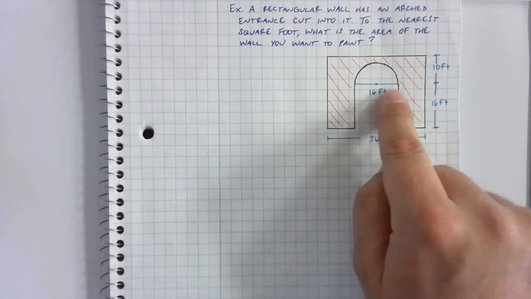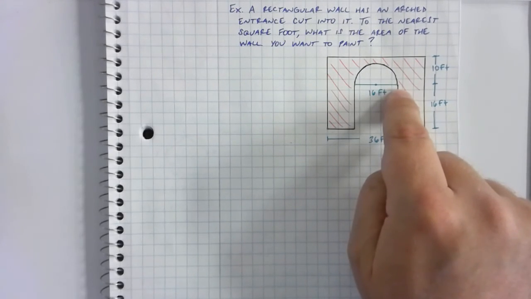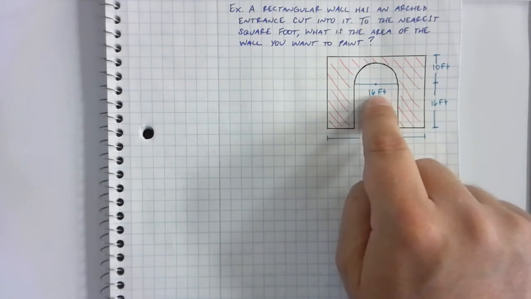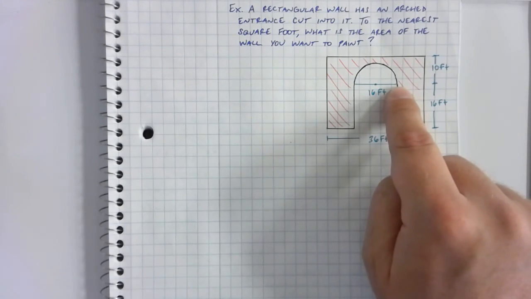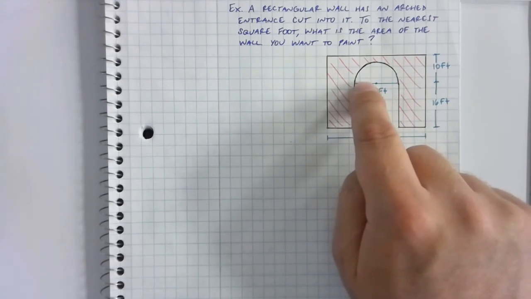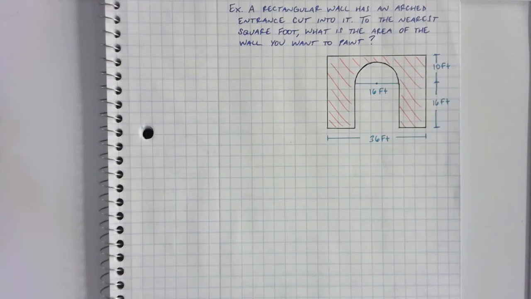So this is 16 feet across for this semicircle. What I can do is find the radius of that semicircle simply by cutting that in half. If it's 16 feet across, that's the diameter. So 8 feet would be the radius of this semicircle. And if I want to find the area of the semicircle, well, just like we talked about at the beginning of these notes, the area of a full circle is pi times r squared. I now know r is 8 feet.